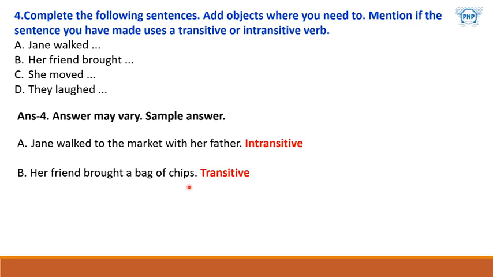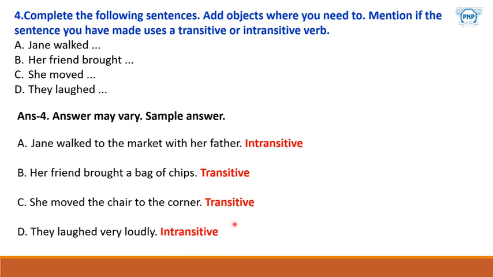Let's check the next one, which is C. She moved the chair to the corner. What she moved? The chair. And we are getting the answer, the chair. So this one is an example of a transitive verb. Last, they laughed very loudly. What they laughed? Whom they laughed? We are getting the answer, no. Hence this one is also an example of intransitive, like the first one. Okay, correct? Very nice. Let's check the last question set.